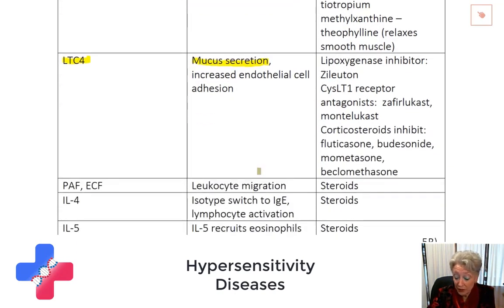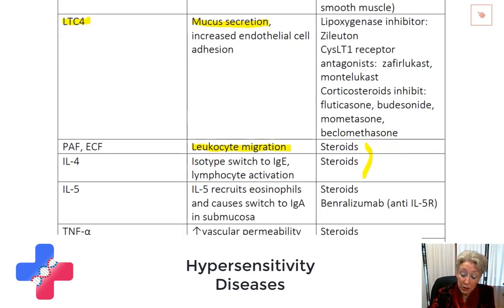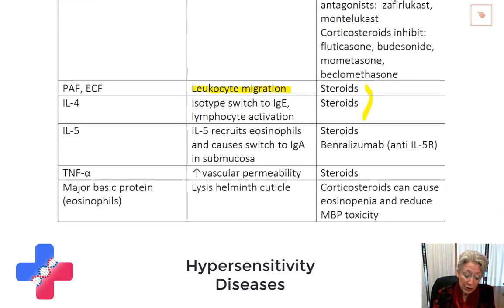We have a variety of different agents that work either against the chemical itself or against the receptors, as you see. Platelet activating factor, eosinophil chemotactic factor. Realize these are going to bring white blood cells into the area, and these, as well as cytokine synthesis, are managed by giving corticosteroids. Tumor necrosis factor increases vascular permeability, again managed with steroids.